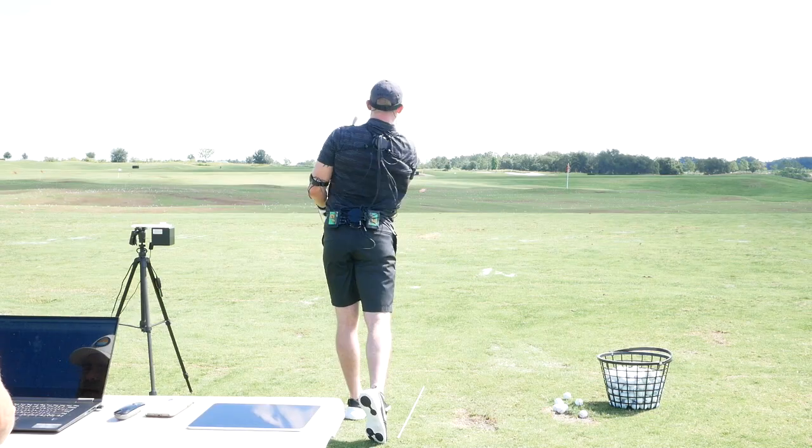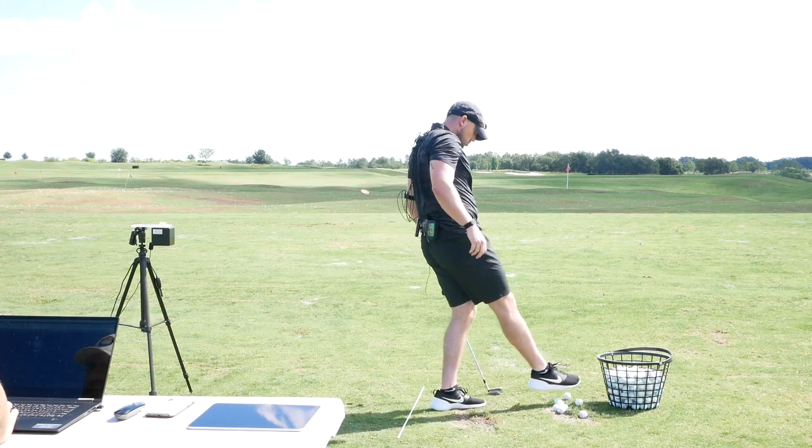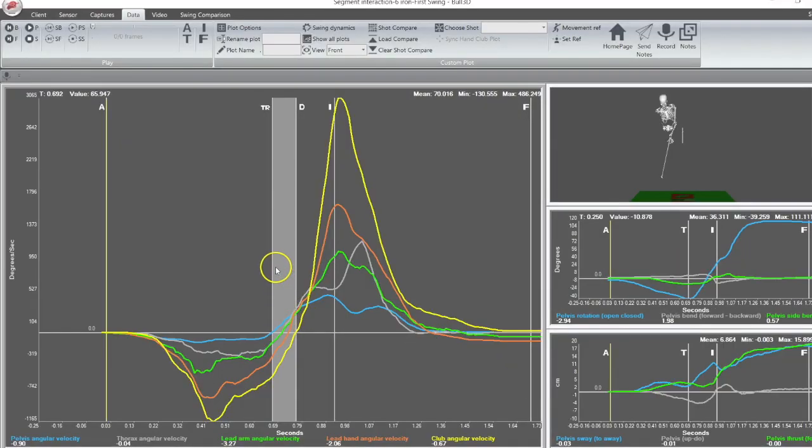How was that one? Well, a little pull, but not bad. This is the angular velocity of the different segments.